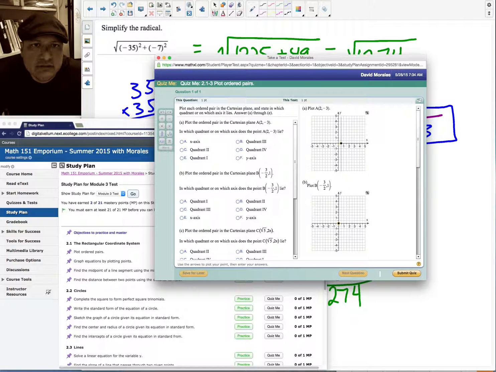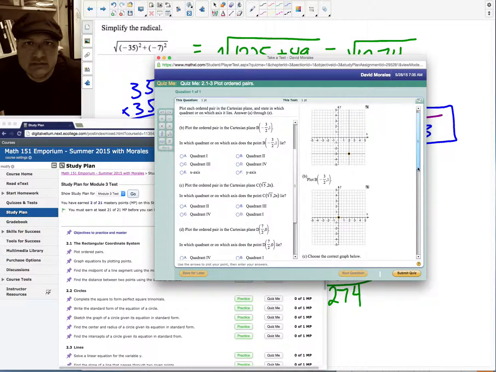Let's see, how do we do this? Just drag it over, 2, -3. The way the quadrants work is this is 1, 2, 3, 4. Okay? So (2, -3) is in quadrant 4 because it's 1, 2, 3, 4.